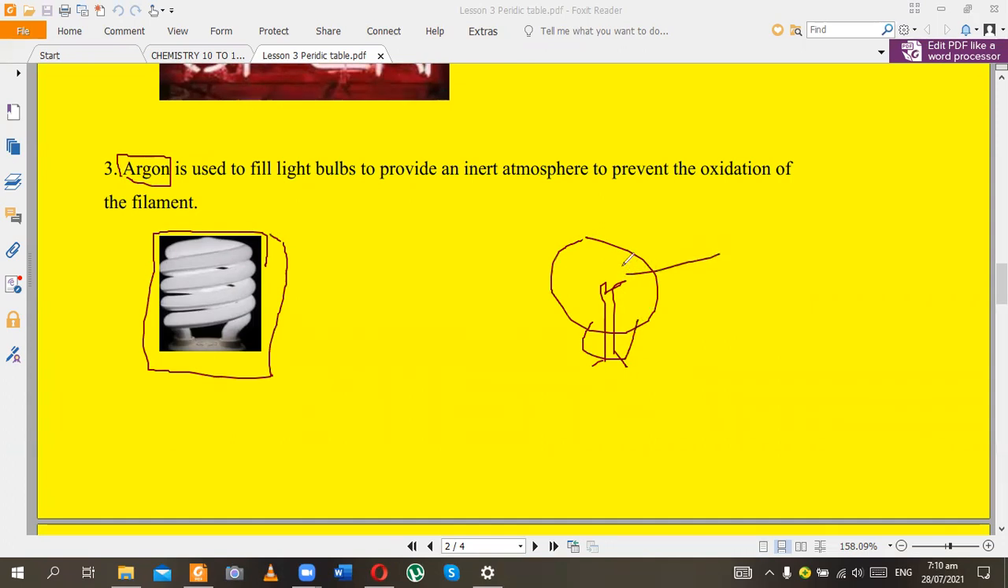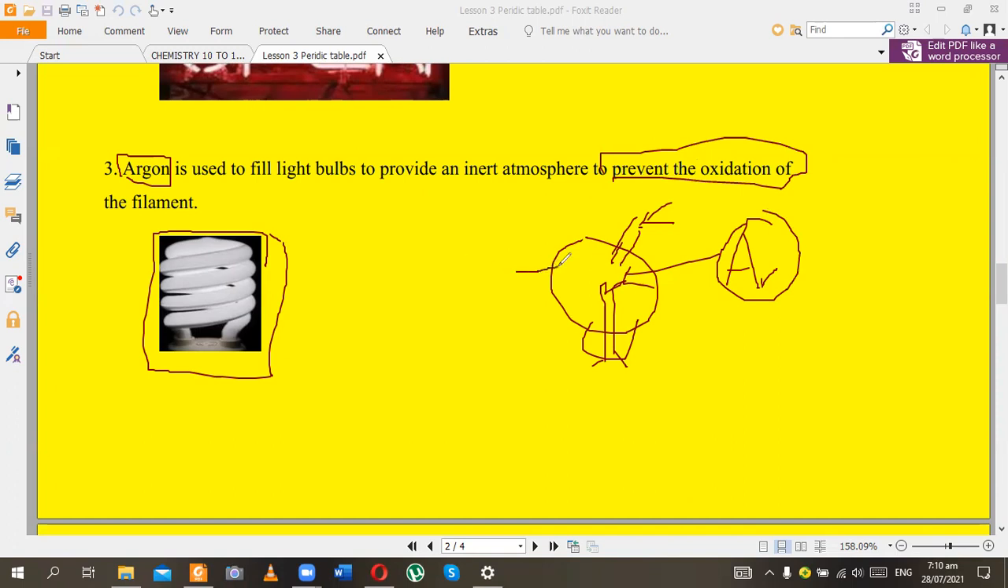Now, inside of these bulbs, we put argon. Why? Because if you were to create a vacuum space here and remove every gas, this bulb would be damaged. So the only way to prevent that is by putting in a gas. The gas we put in there creates an inert atmosphere to prevent the reaction of the filament here.